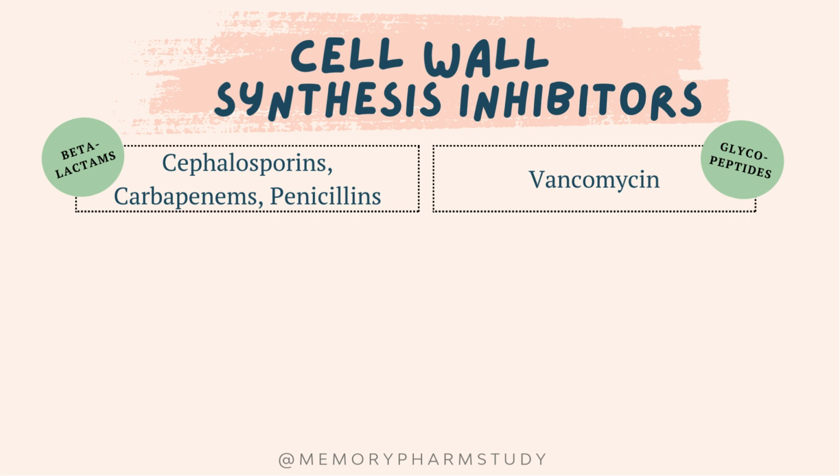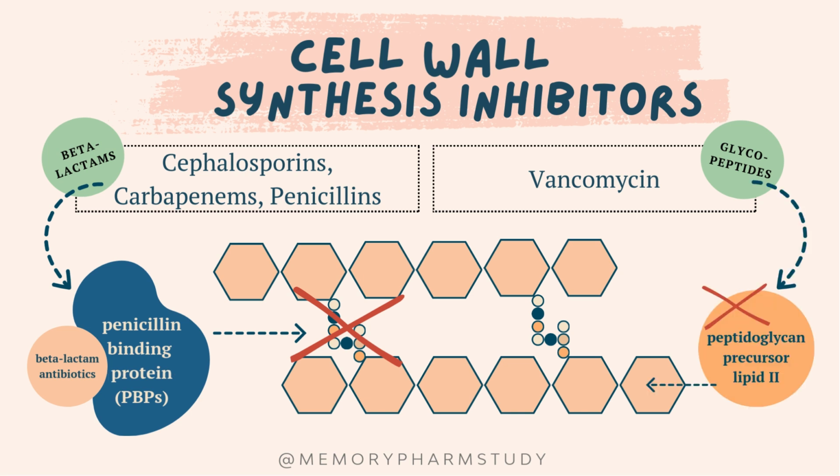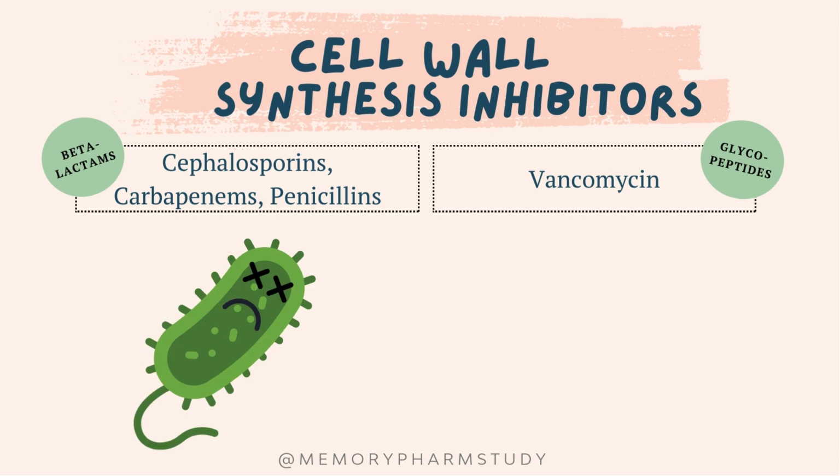cephalosporins, carbapenems, and penicillins. All beta-lactam antibiotics bind to penicillin-binding proteins to block cross-linking and final assembly of peptidoglycans, preventing the bacteria from constructing a cell wall, while glycopeptides such as vancomycin disrupt the assembly of the peptidoglycan precursor lipid 2. Overall, they inhibit bacterial cell wall synthesis by disrupting cell wall integrity and causing bacterial cell death.